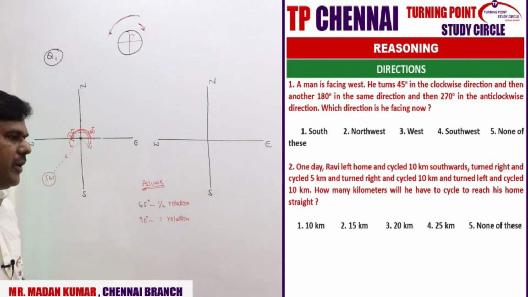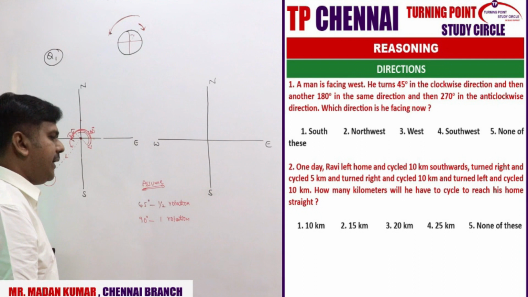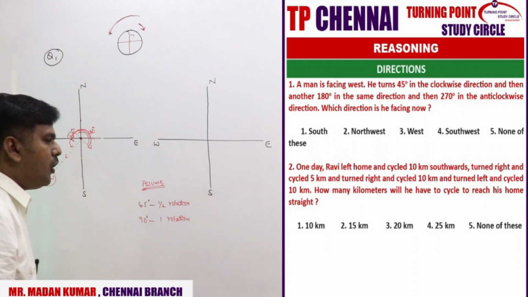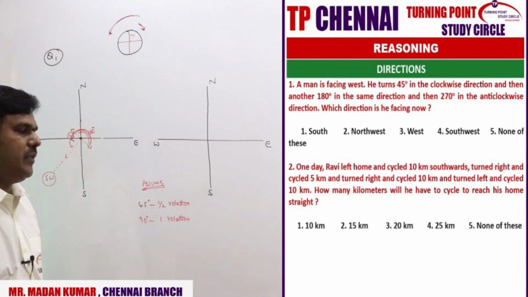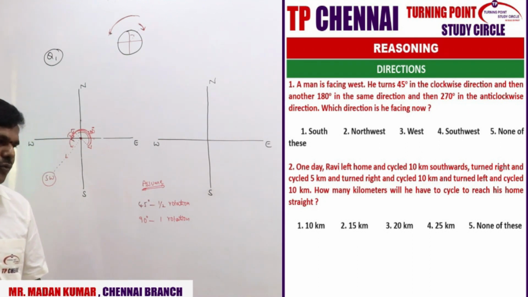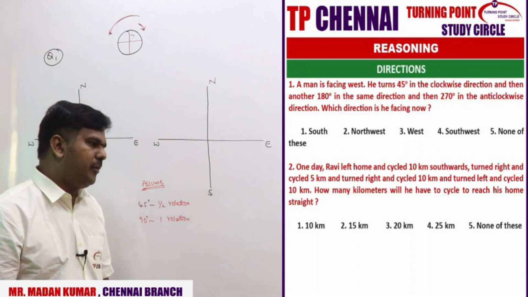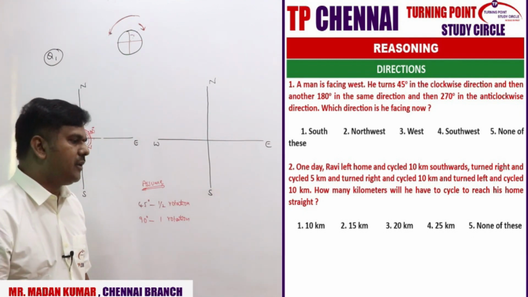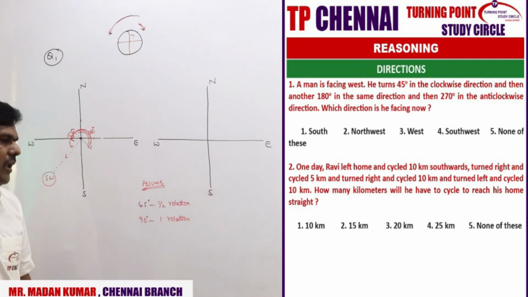One day Ravi left home and cycled 10 kilometers southwards, turn right and cycled 5 kilometers, and turn right and cycled 10 kilometers, and turn left and cycled 10 kilometers. How many kilometers will he have to cycle to reach his home straight? So this is what has been given. Ravi left home and cycled 10 kilometers southwards, turn right and cycled 5 kilometers, and turn right and cycled 10 kilometers, and turn left and cycled 10 kilometers. How many kilometers will he have to cycle to reach his home straight?